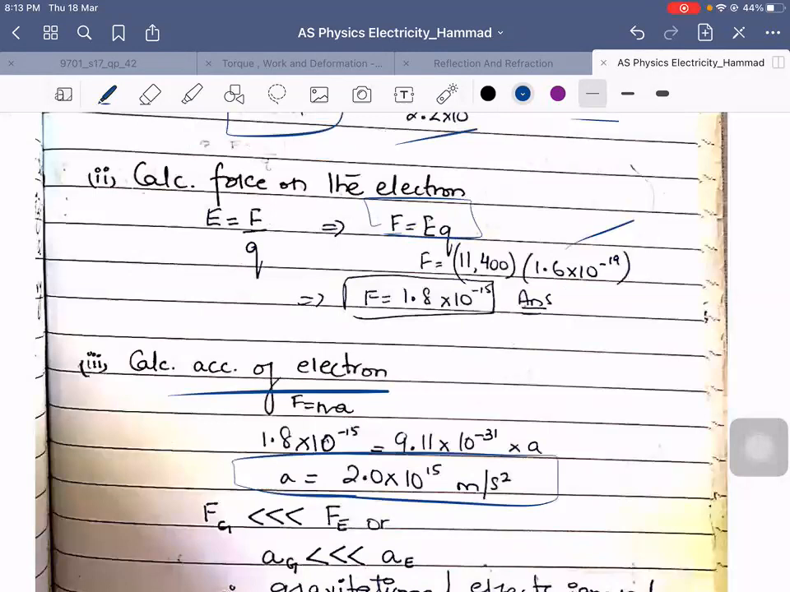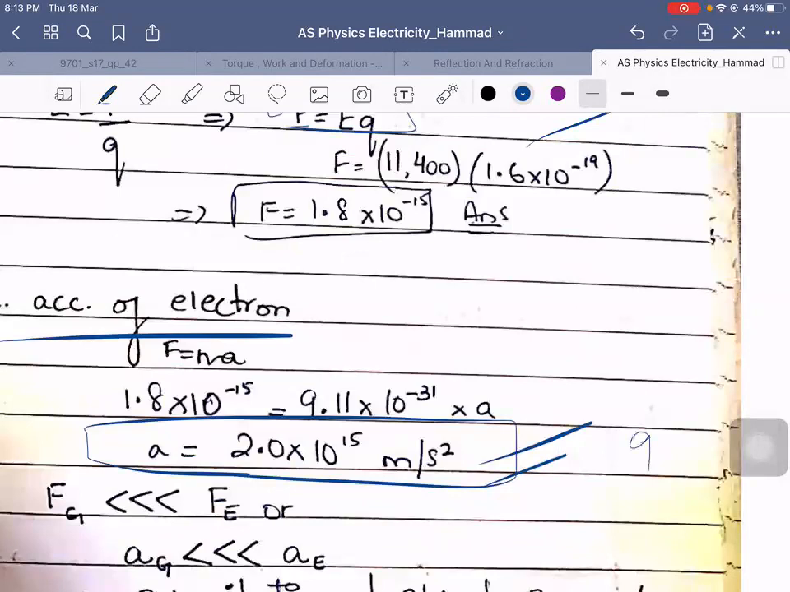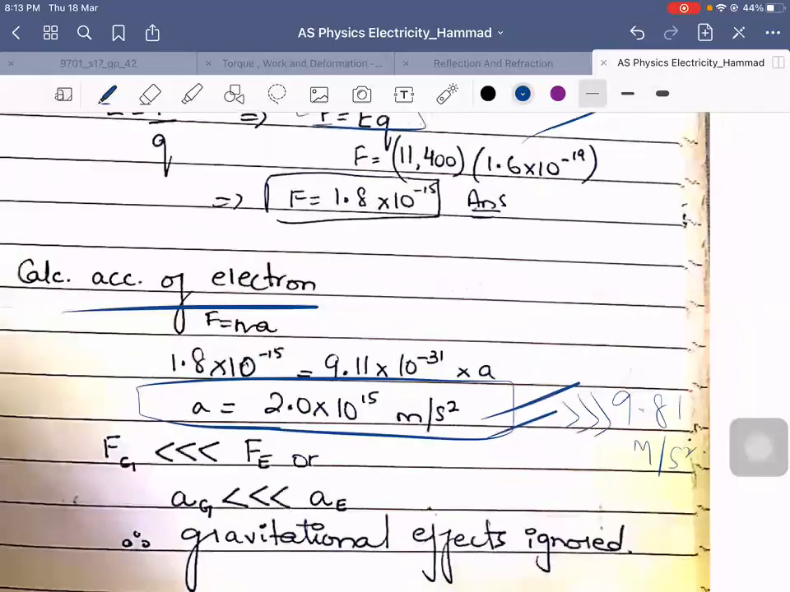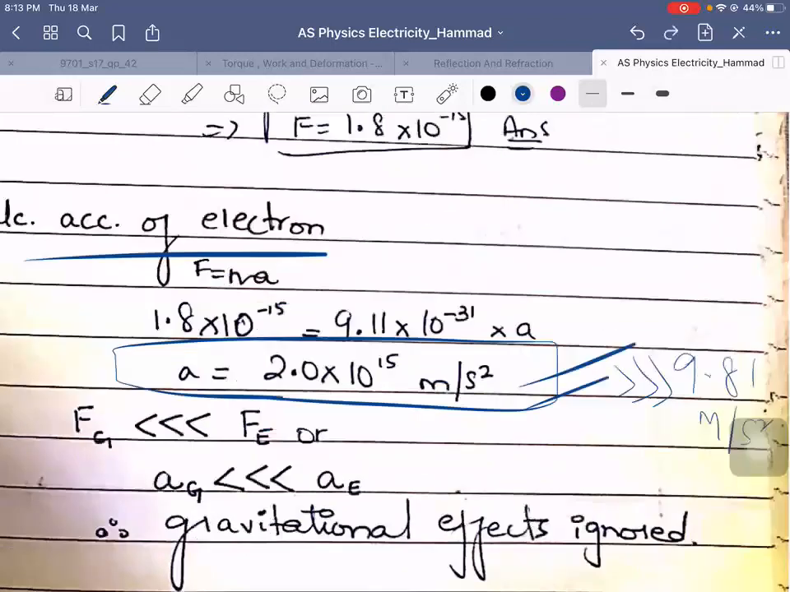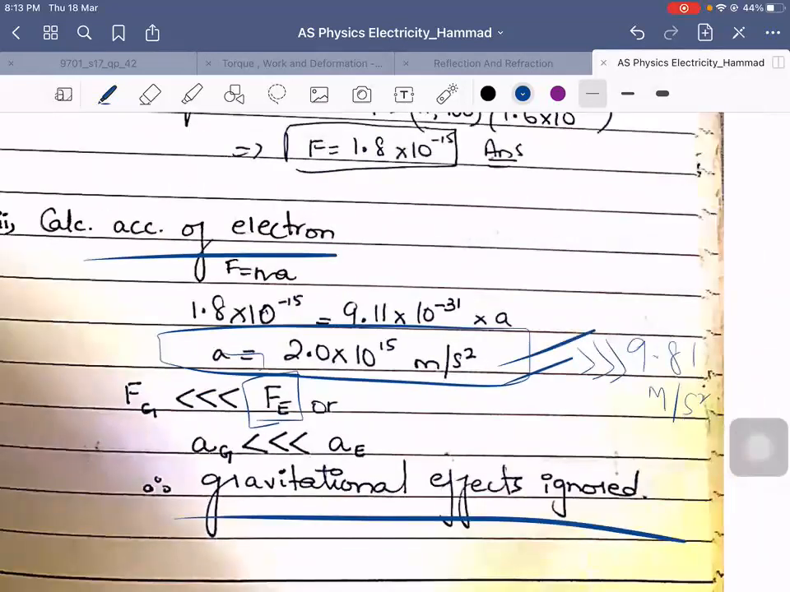Please note that the acceleration value is this. Compare it with the gravitational acceleration, which is 9.81 meters per second squared. Don't you think this value is extremely large when compared with the gravitational acceleration? So the effect of the electric field is extremely large simply because its acceleration is large. So throughout electricity, we will ignore the gravitational effects.